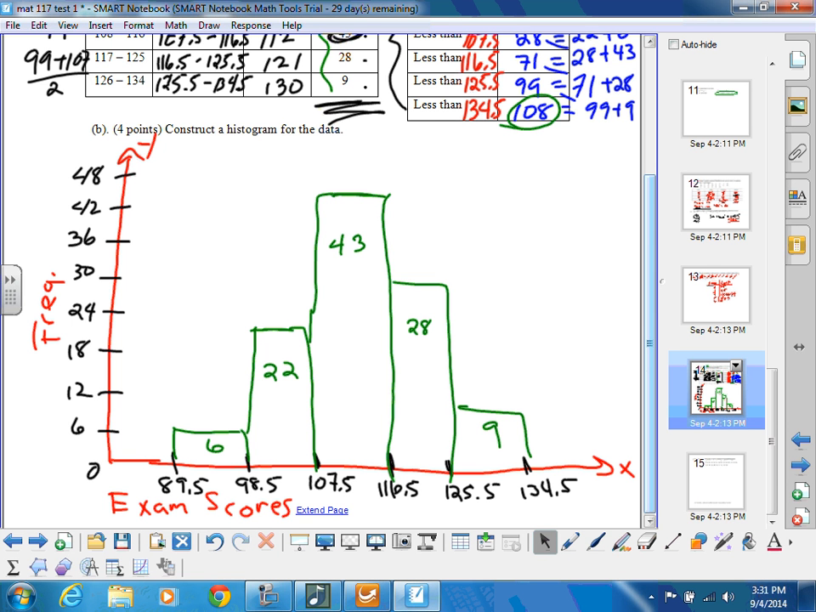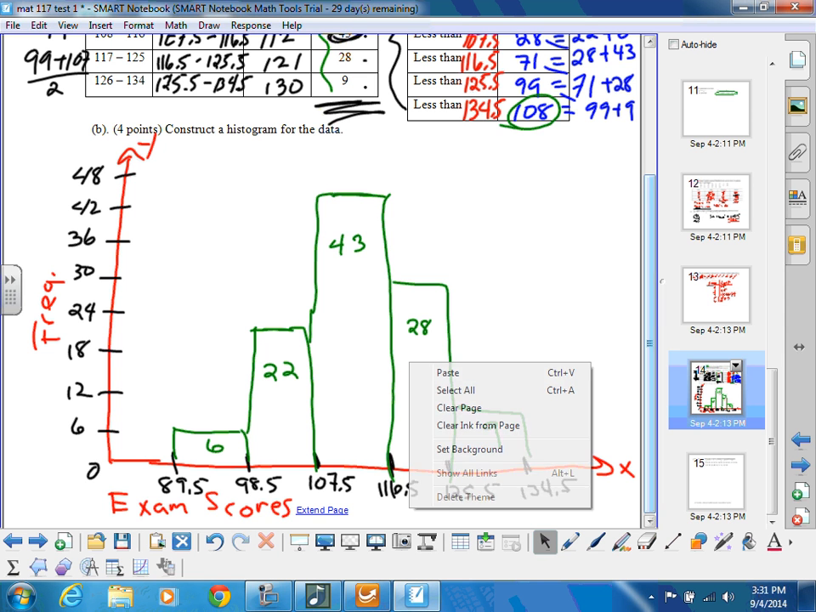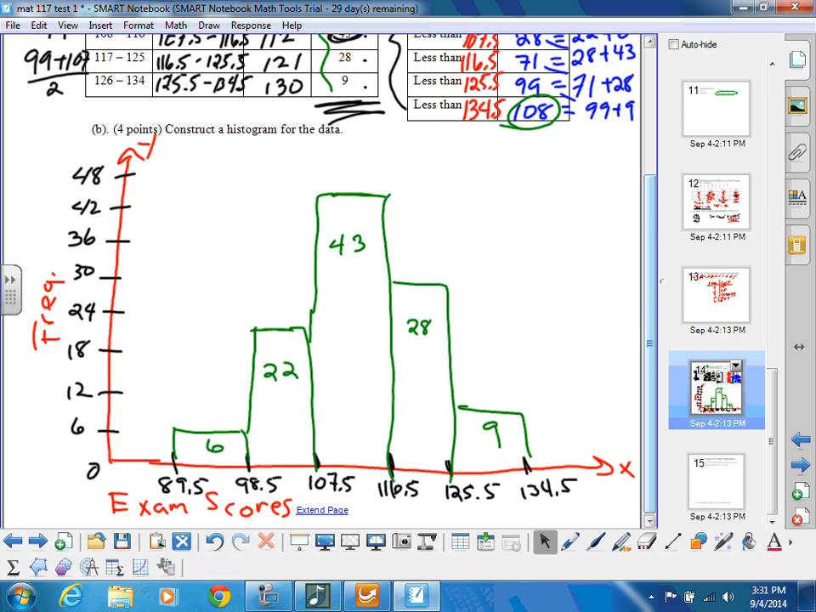This is what a histogram looks like. It's a bar graph. You have to label exam scores. You have to label frequency. You want to label your x and your y-axis. You want to make sure that you're putting your class boundaries down here. And you want to make sure that you're doing your frequency, that those are an even distance apart. And this is how you do a histogram. The next example is going to show us how we do a bunch.